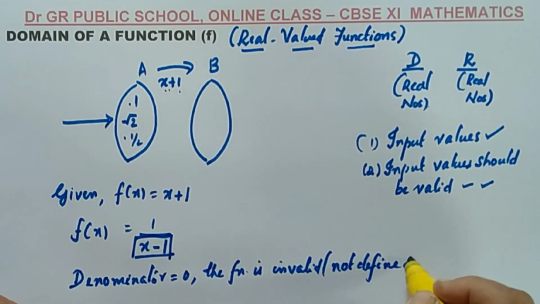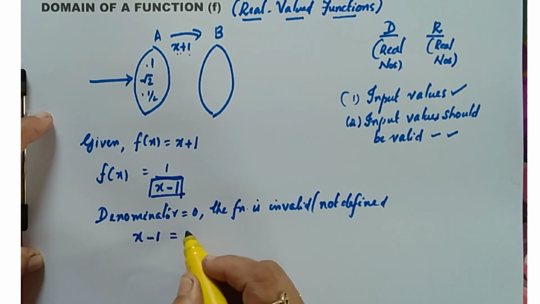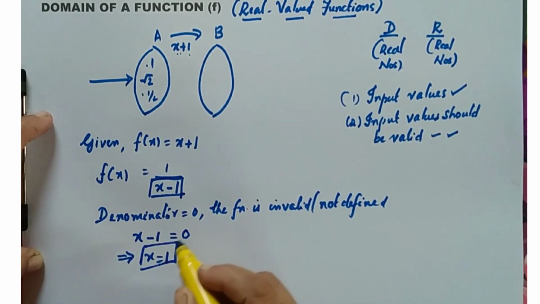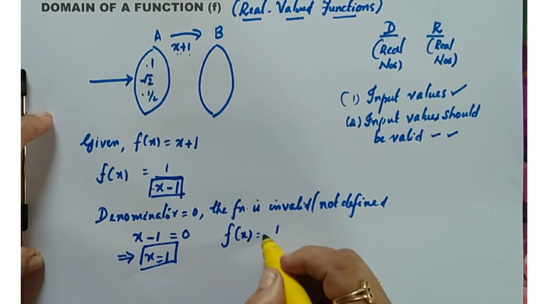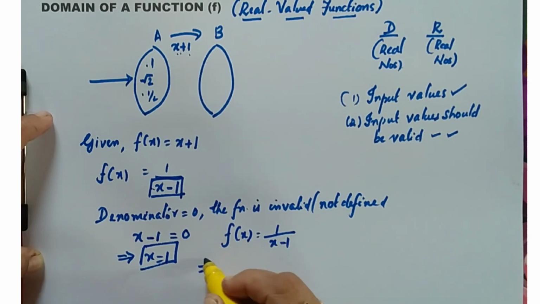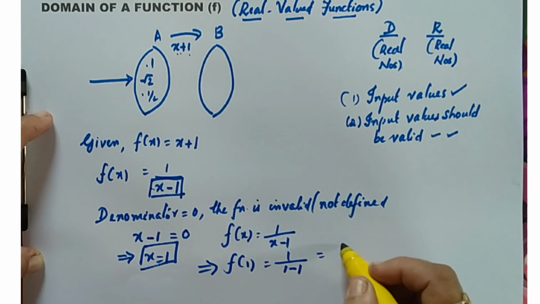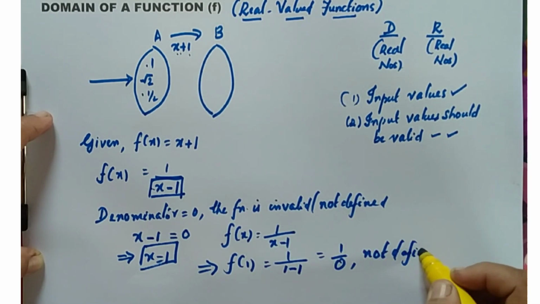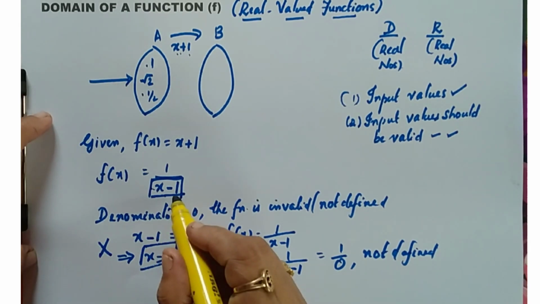Now my question is, which are the values which make the denominator 0? The denominator x minus 1 will become equal to 0 when x equals 1. So when you put the value for x as 1 here, f(x) equals 1 by x minus 1 becomes f of 1 equals 1 by 1 minus 1, which is 1 by 0, that is not defined or invalid. So among the set of real numbers, this function can't take the value x equal to 1. This is not admissible for the function.